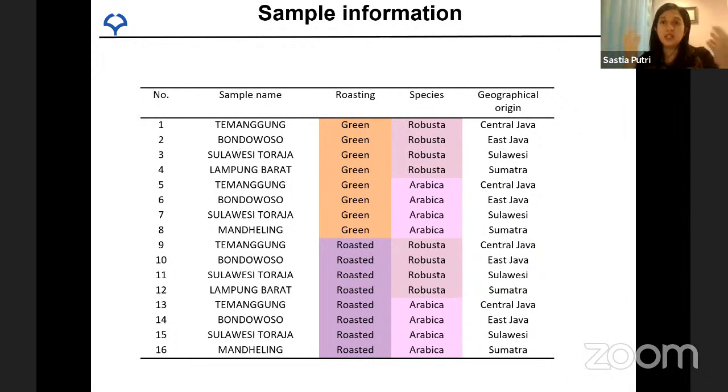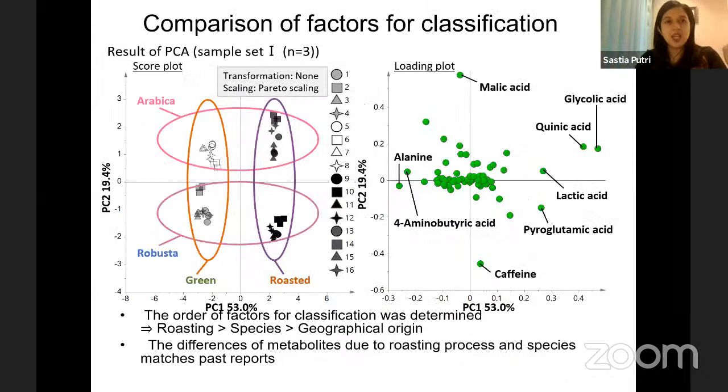We analyzed all of these samples together in order to understand which factor is more influential in separating the samples and which factor gives the highest variance among our samples. Here we found in principal component 1, the order of factors of classification was determined. The first one, roasting process, greatly changed the metabolite profile of coffee, of course, because it's heated to 200, 300 degrees, and so many metabolites are lost. So green and roasted coffee metabolites are, of course, quite different. We could see the influence of roasting. For example, in green coffee, we have higher alanine and GABA, but after roasting, we generate many different kinds of acids.